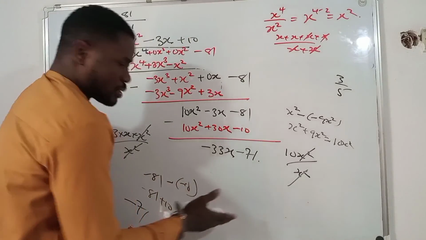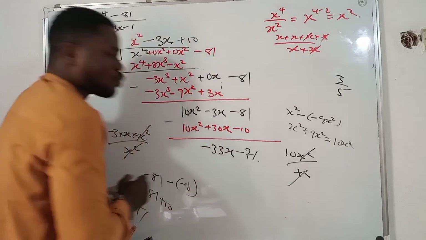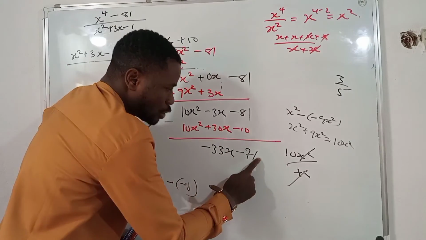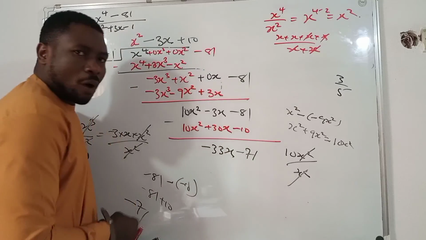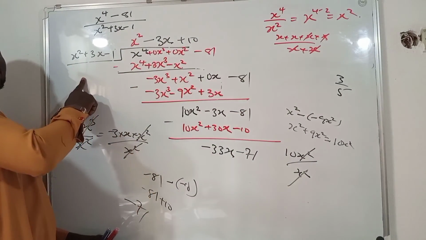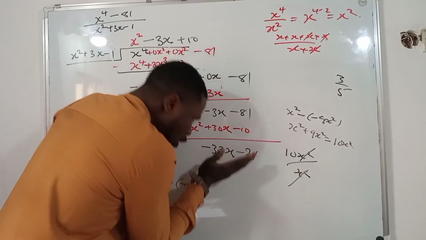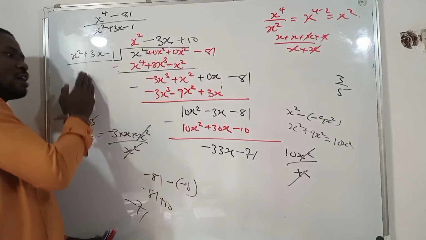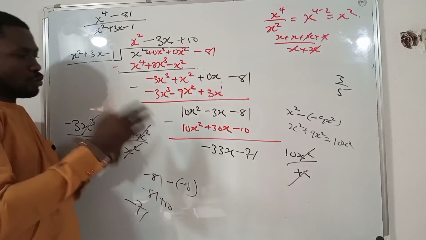Now, you ask yourself again, what is the power of this? The highest power of this is 1, because the power of the 71 is x raised to power 0, and the power of this term is x raised to power 1. So the highest power is power 1. Now when you go to the divisor, the highest power is 2. Because the power at this point is less than the power of the divisor, you will stop dividing at this point. The division automatically ends.